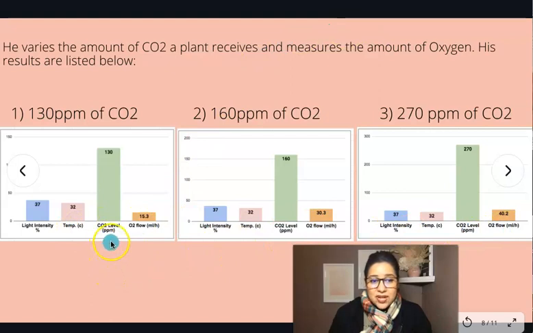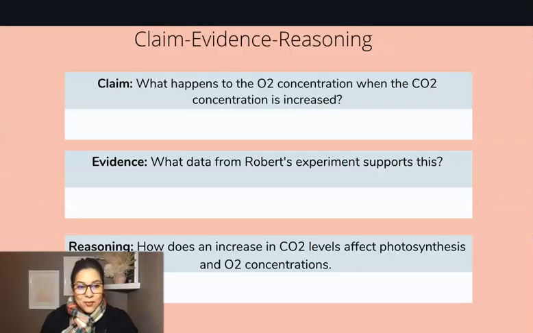When the CO2 levels were 130, the O2 flow was 15.3. When the CO2 levels were 160, the O2 flow was 30.3. And when the CO2 levels were 270, the O2 flow was 40.2. So now that we have that data, let's go and tackle a CER.